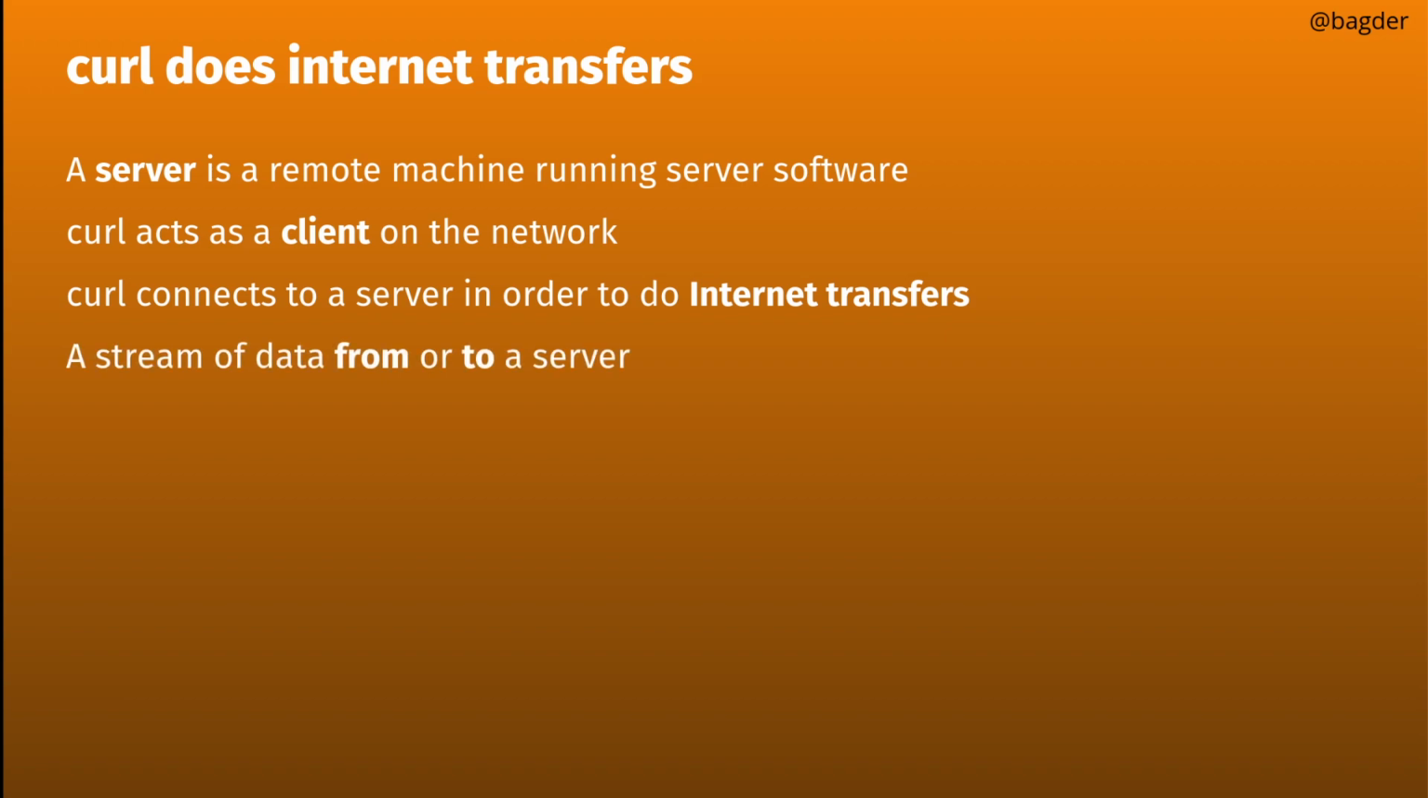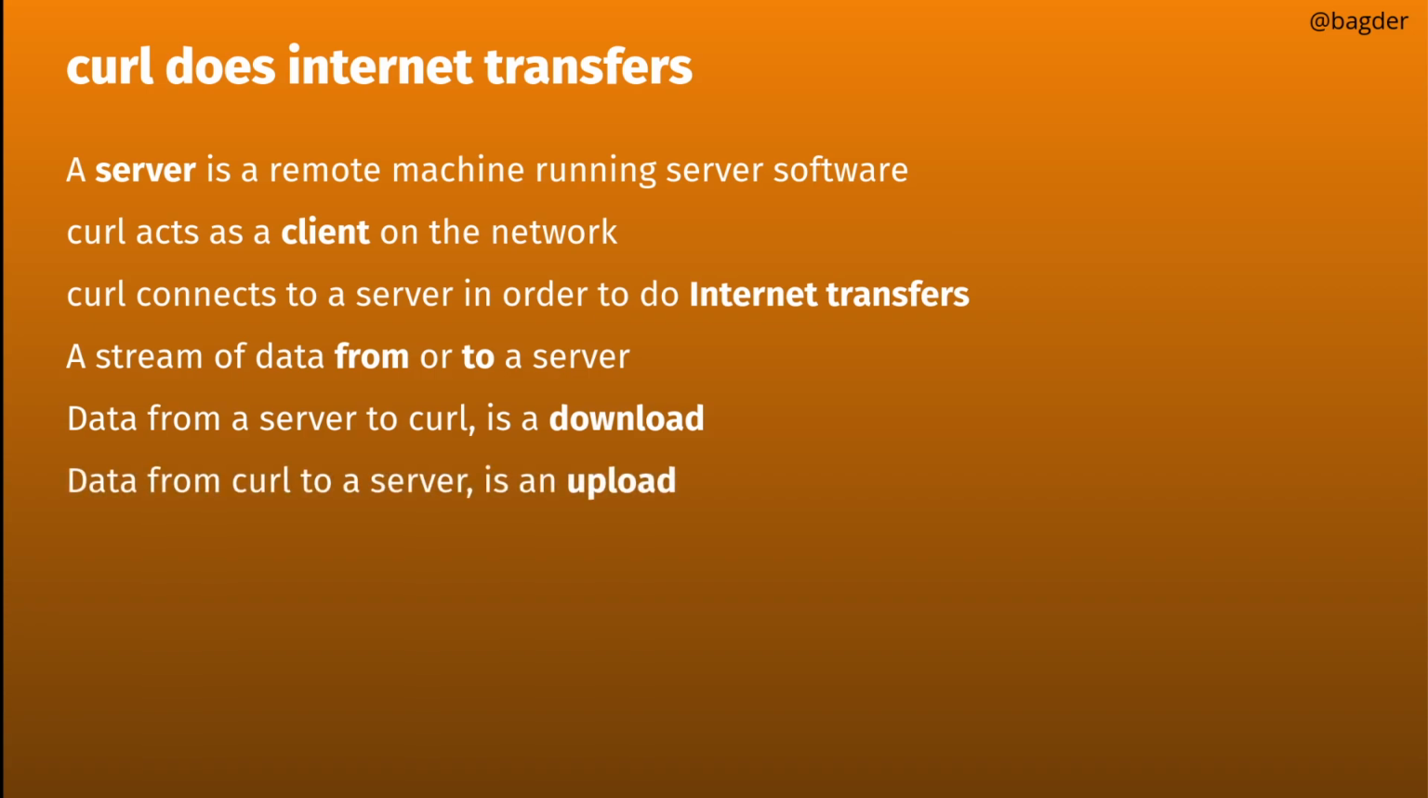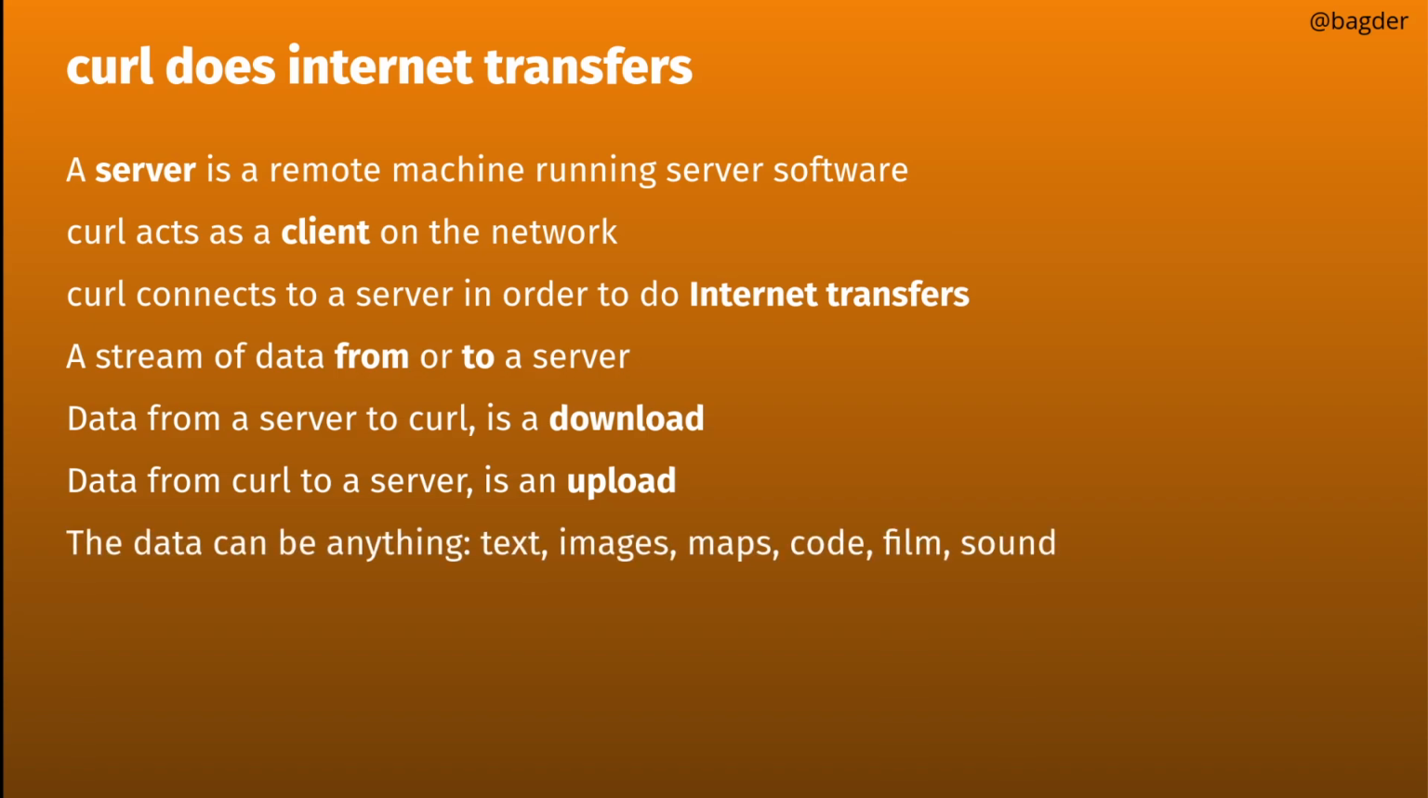So we send data. It's a stream of data to the server or from the server. That's the internet transfer, right? And if we get data from the server, it's a download. If you send data to the server, it's an upload. It's not that strange, but a little bit of what I got into before also, that the data can be anything and cURL doesn't really know. So text, images, maps, code, film, sound, cURL doesn't know and doesn't care. Everything it sends, it just sends because the user asks cURL to get the data or send the data. It doesn't know what the data is.